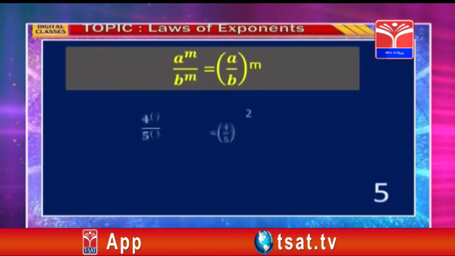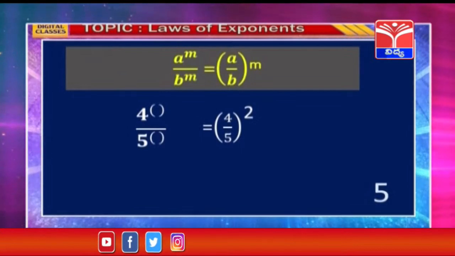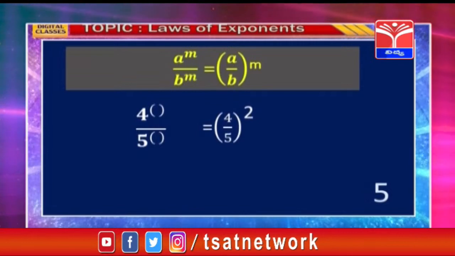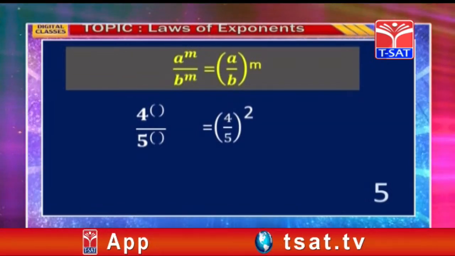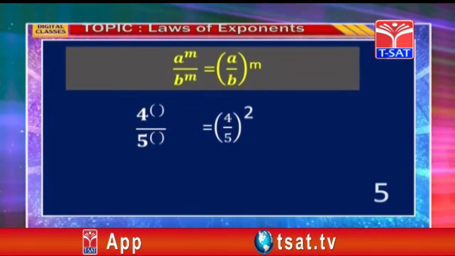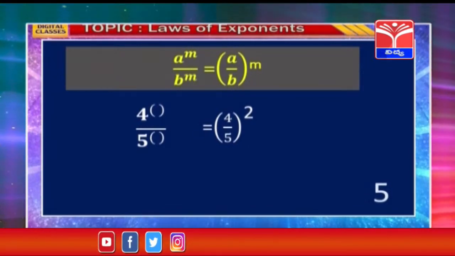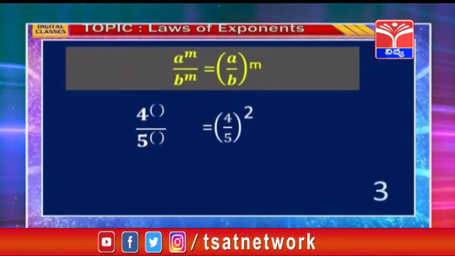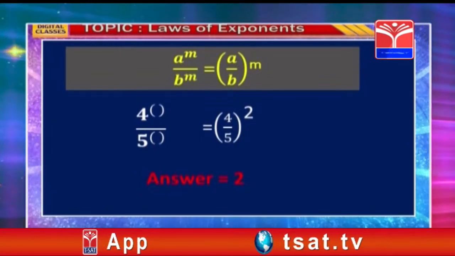Let us solve one problem here. 4 to the power of bracket is there by 5 to the power of bracket is there. Right side RHS you see carefully, 4 by 5 whole to the power of 2 is there. So what should be there in the bracket now? Which number should be there in the bracket? Come on, quick. Think students. I'll give 5 seconds time. Over? The answer is 2.